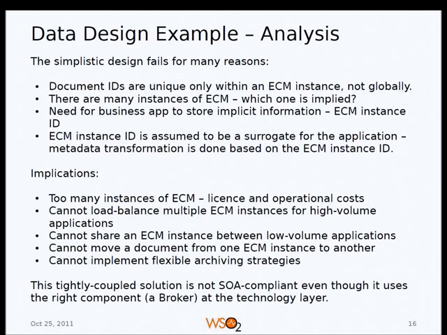The converse problem is you can't share an ECM instance between different applications. Sometimes you have applications that don't actually have very high volumes. An application might only save about 100 documents a day. And if you have 3 or 4 applications like that, you might say, why don't you just share an ECM instance? Unfortunately, we can't do that, because we are assuming that the ECM instance ID is a surrogate for the application, and you're doing your metadata transformations based on that ECM instance ID. If 4 applications share an ECM instance ID, then you can't do 4 different types of metadata transformation, which you need to. So you're stuck there.